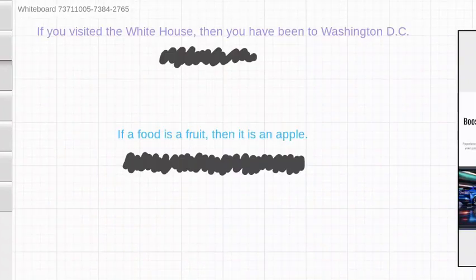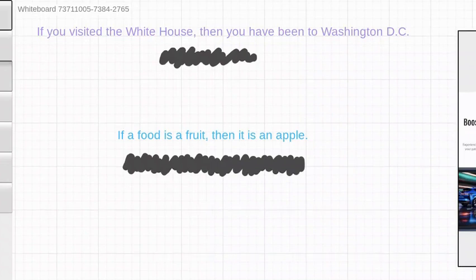Alright, now let's practice with some counterexamples. So we're going to determine whether the following statements are true or false, and then if they are false, we're going to provide counterexamples. So if you've visited the White House, then you've been to Washington, D.C., is that true or false? And if it's false, provide a counterexample.